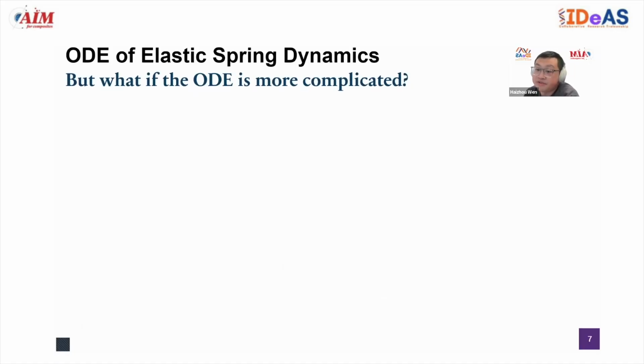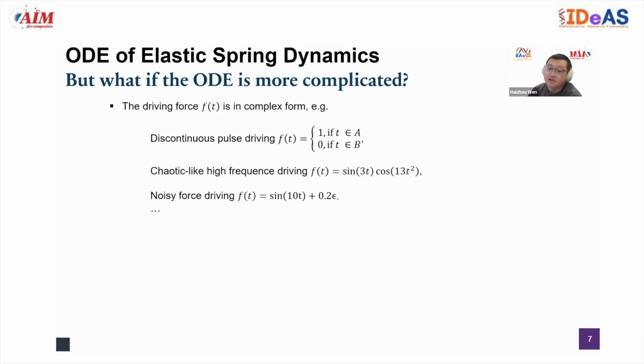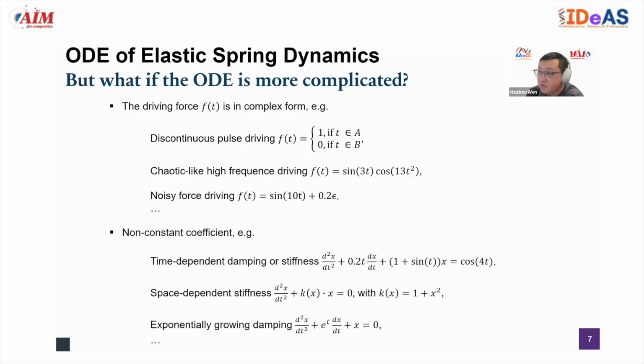So the conventional solving mindset will definitely solve this simple problem for us. But what if some of the terms inside the ODE get really complicated? Say, if we have a very complicated driving force like a discontinuous pulse or chaotic, high frequency driving, the solving process will be very hard. And things will be really tricky if some nonlinear factor appears in our ODE. Say some of the constants become a function of time or space. So we need something universal to help us do the job.